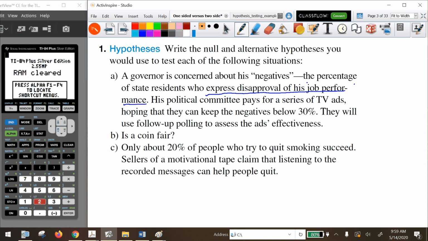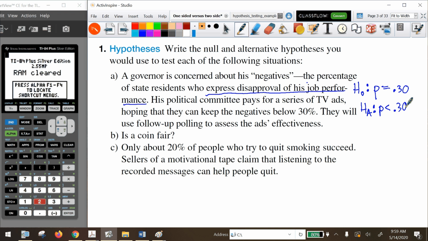Before we did these TV ads, the percent of people that expressed disapproval, his negative percentage, was 30%. So we're going to keep our null hypothesis that it did not change and it remained at 30%. We should use an equal sign here. And the alternative hypothesis is that the TV ads actually improved his situation and fewer people think negatively about his job performance. So our alternative is that the percent of negatives has actually decreased.